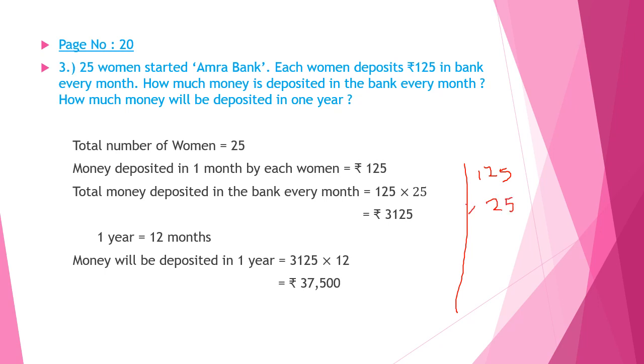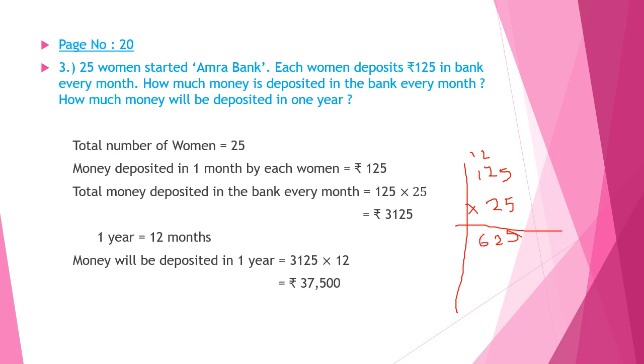This multiplication also you can do yourself. 5 5s are 25, 2 carrying. 5 2s are 10, 10 plus 2, that is 12. Again 1 carry. 5 ones are 5. 5 plus 1, that is 6.